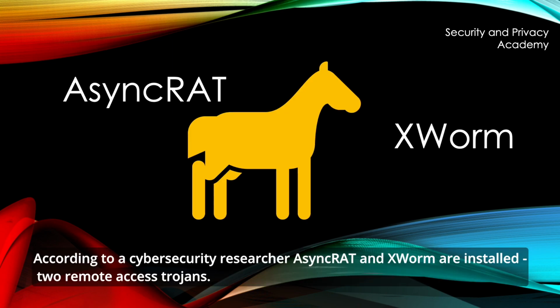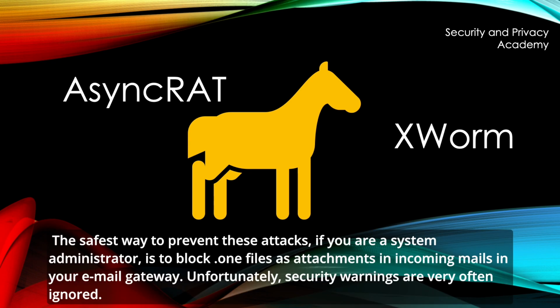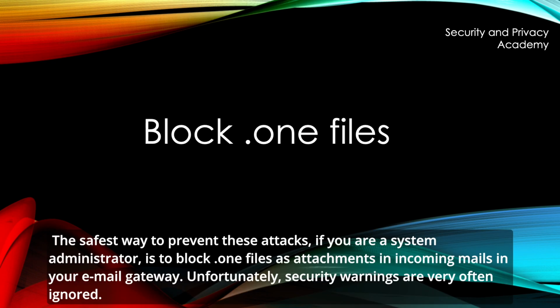According to a cybersecurity researcher, AsyncRAT and XWorm are installed as remote access Trojans. The safest way to prevent these attacks, if you are a system administrator, is to block .one files as attachments in incoming mails in your email gateway. Unfortunately, security warnings are very often ignored.